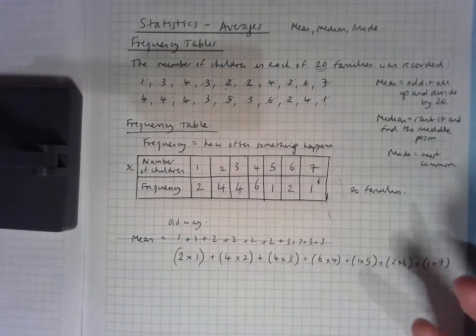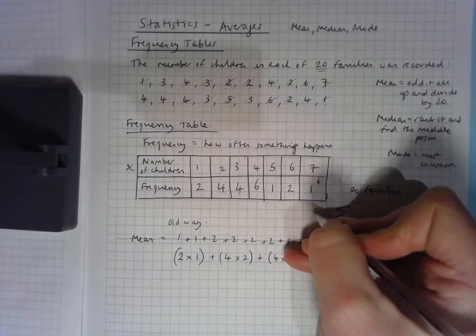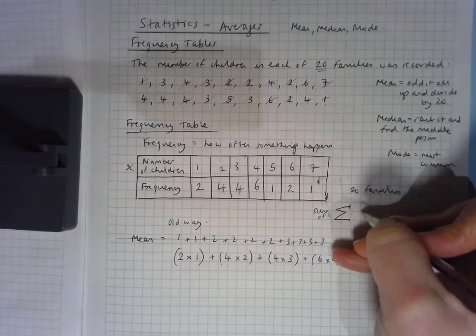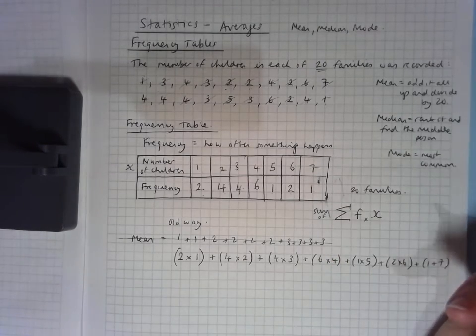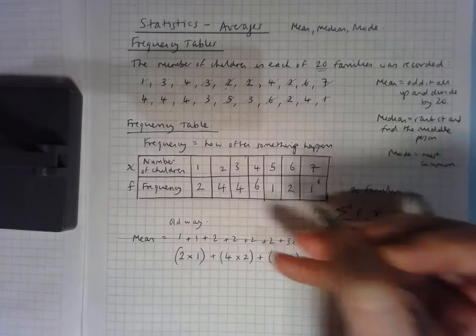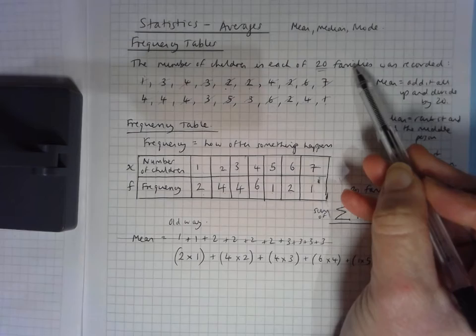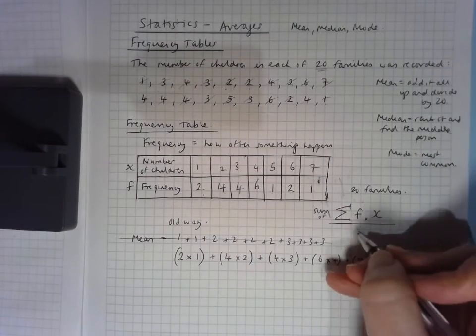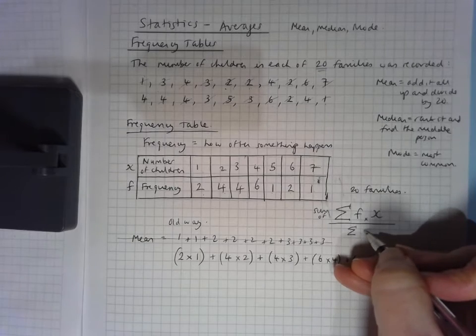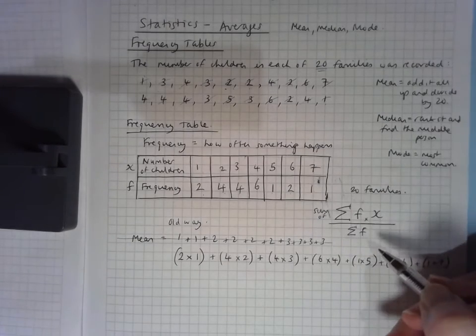In fact, there's a formula that says it's the sum of, that symbol means sum of, the frequency multiplied by the x, divided by, well, what did we divide it by? We divided by 20 families. We've seen that the frequency adds up to 20, so divided by the sum of the frequencies. So that's our formula, for those of you who like formulas.